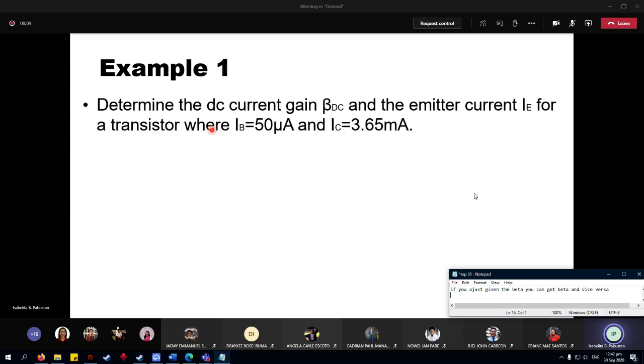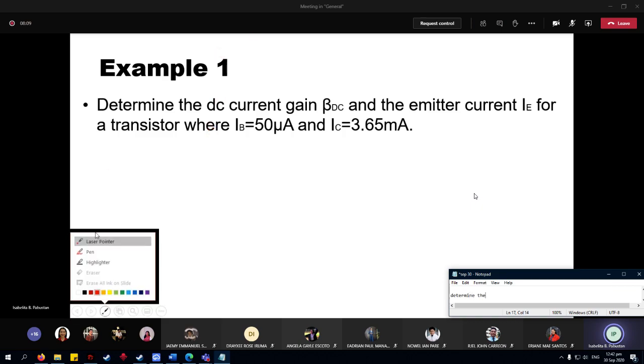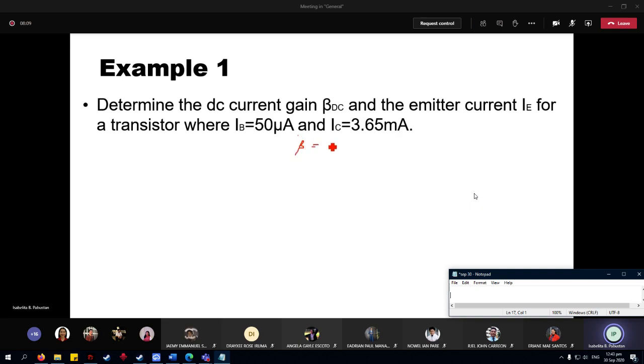Okay, determine the DC current gain. Can you solve that number 1? You have your calculators with you, right? So, what is our formula? Beta. What is being asked here is to determine the DC current gain, beta. So your beta is equal to, what's the formula? IC all over IB, right?